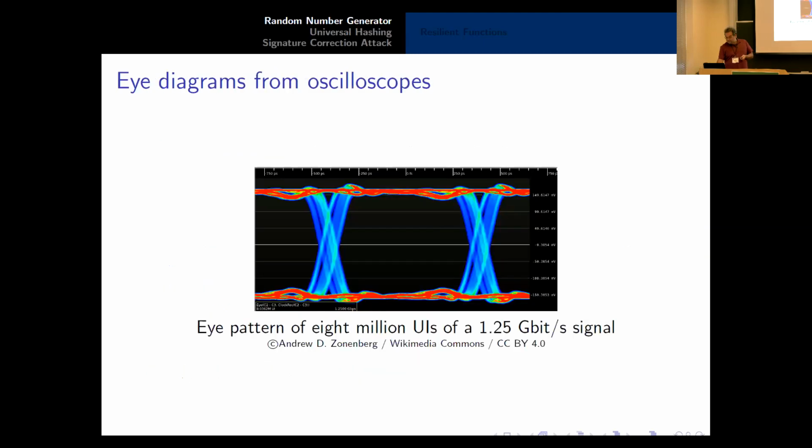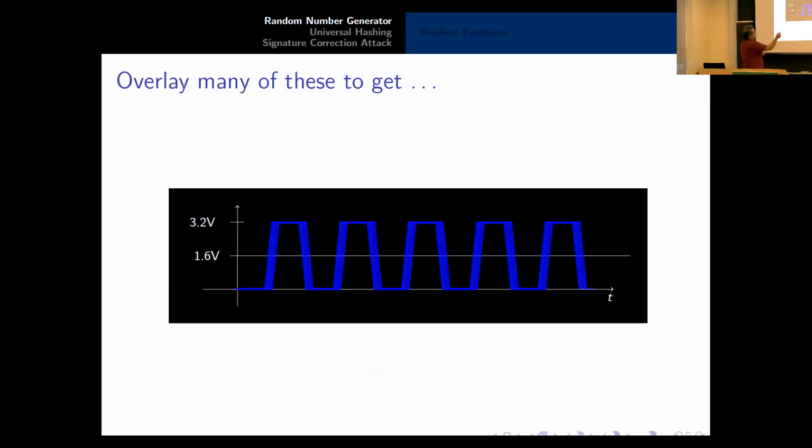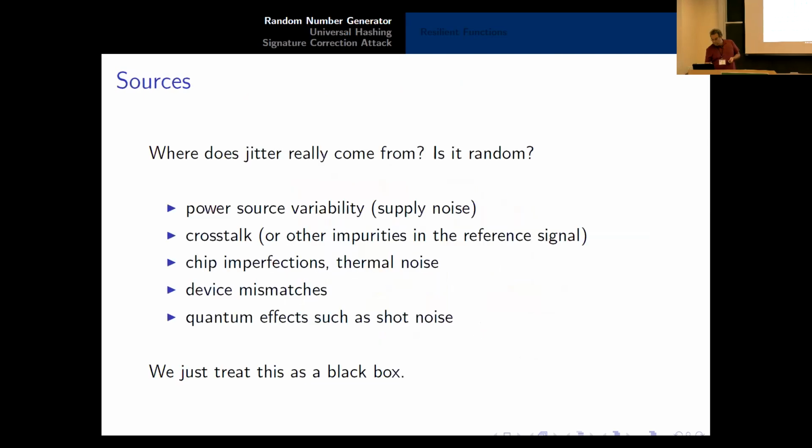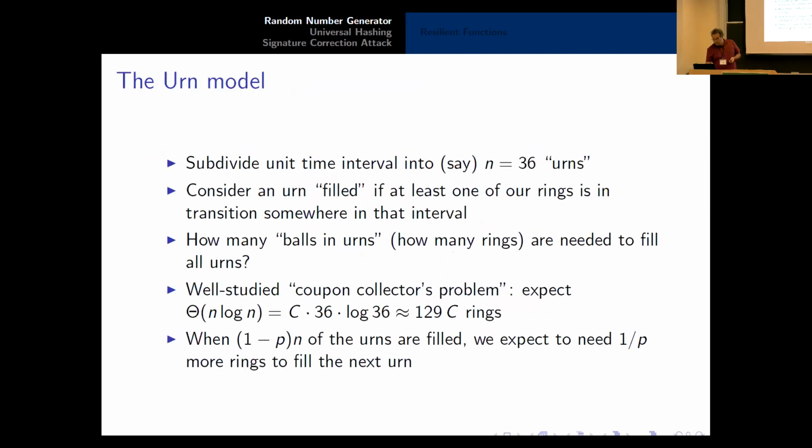The problem is this variation is a tiny fraction of the period. It's about 3 to 5%. And if we sample anywhere else, we essentially get a deterministic bit. So at that point, we bring in a model. We brought in a discretized model.